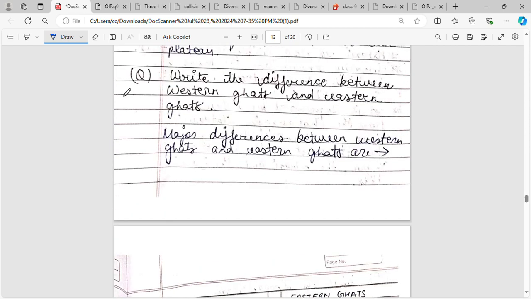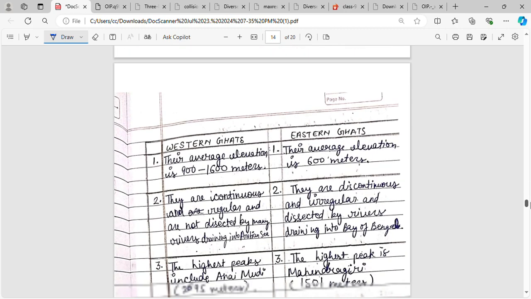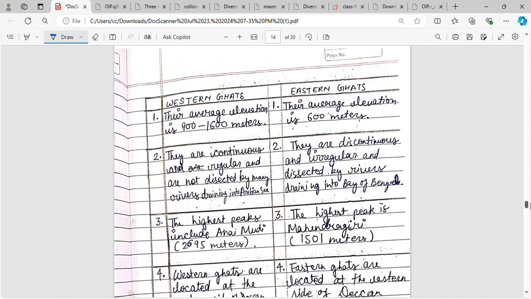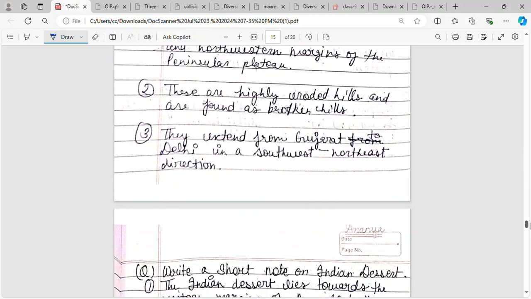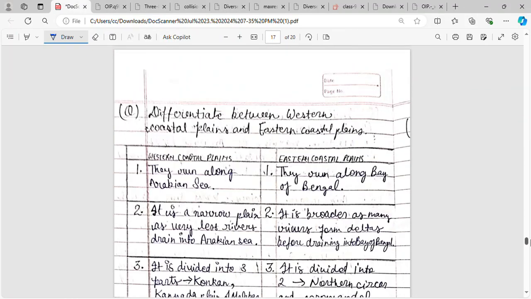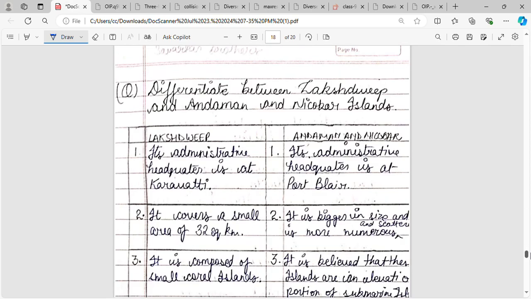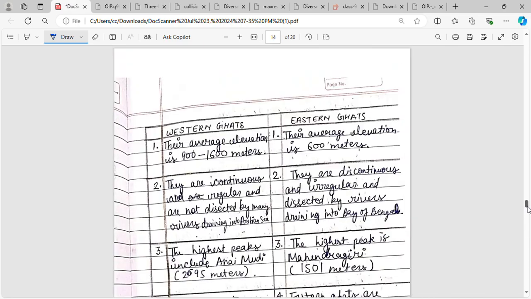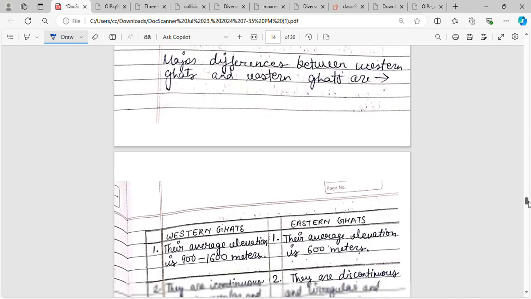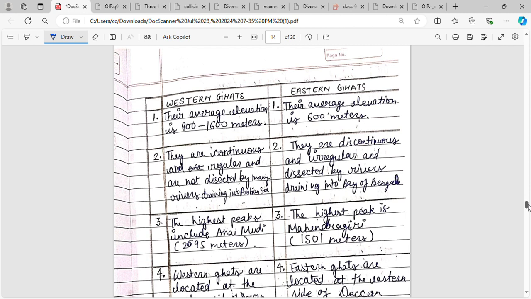Now the next question, this is very important: write the difference between Western Ghats and Eastern Ghats. Usually in every exam, at least one difference question is there for sure. There are three similar questions. This is difference between Western Ghats and Eastern Ghats. Then difference between Western Coastal Plains and Eastern Coastal Plains. And then the difference between Lakshadweep and Andaman and Nicobar Islands. So in this chapter, there are three different differentiate questions. So let us now first see the difference between Western Ghats and Eastern Ghats.